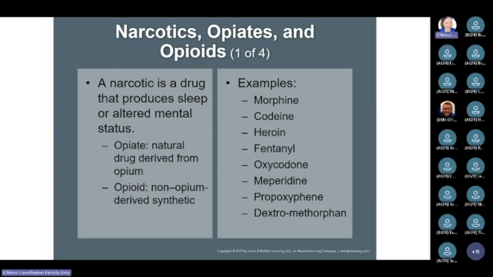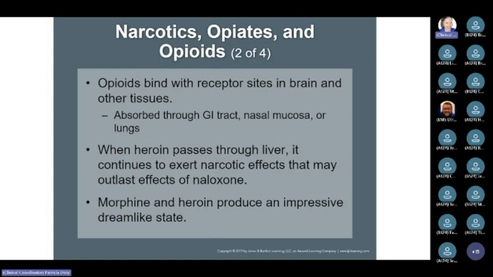And you guys can look up these examples, but guess what? They're still going to do the exact same thing. And they are the most common causes of overdose deaths reported to poison centers across America. And these are all going to cause the exact same stuff. So the opioids bind with receptor sites in the brain and in some other tissues, like in your GI tract, your nasal mucosa, lungs, things like that. They're absorbed very quickly there, and the reason is what that lining is actually made from. It is the cellular makeup that is why that absorbs so quickly there, okay?